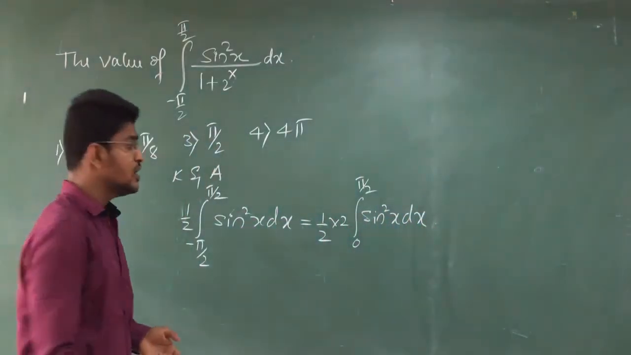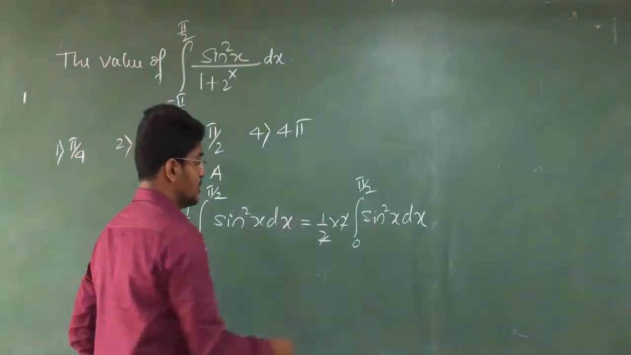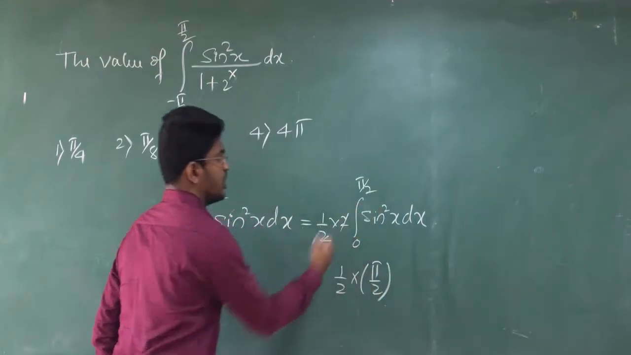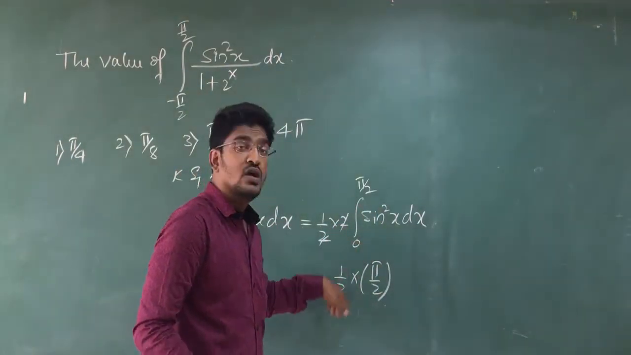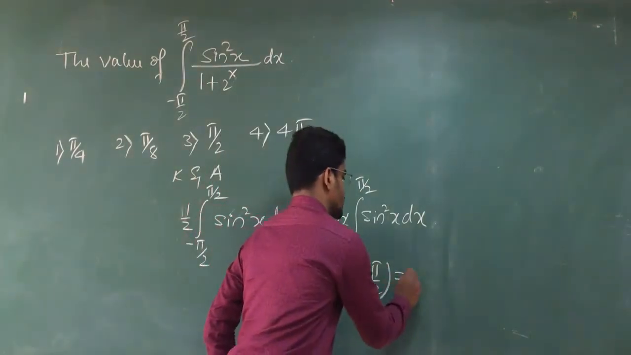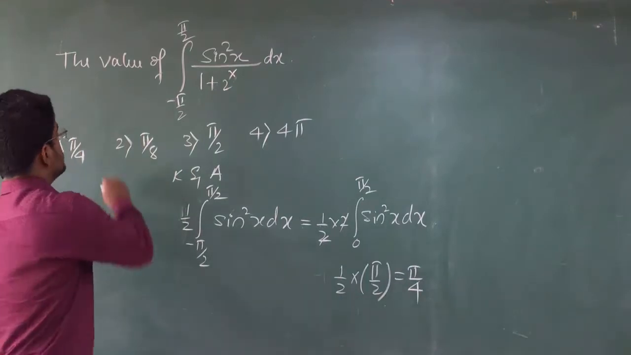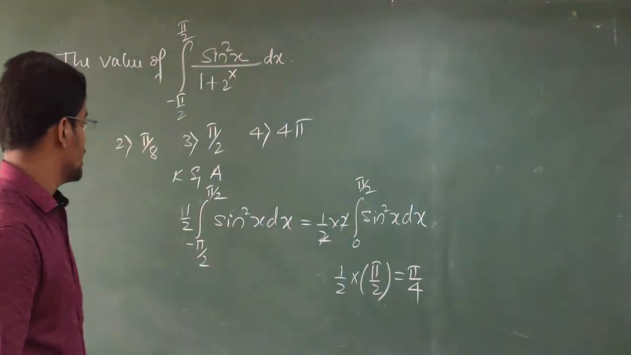Clear? So here 2 and 2 will get cancelled. If you use the formula, by integrating and putting the formulas of trigonometry, it will be 1 by 2 into pi by 2. So this will be equal to pi by 4. Very simple question. So your answer will be option 1, that is pi by 4.